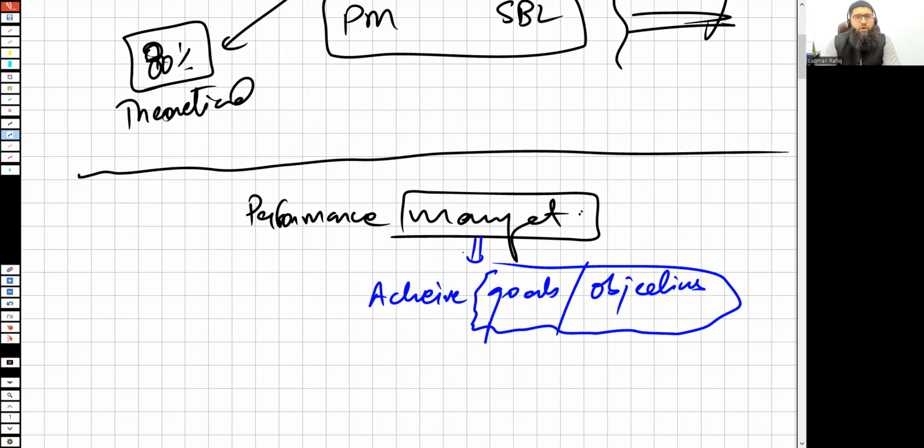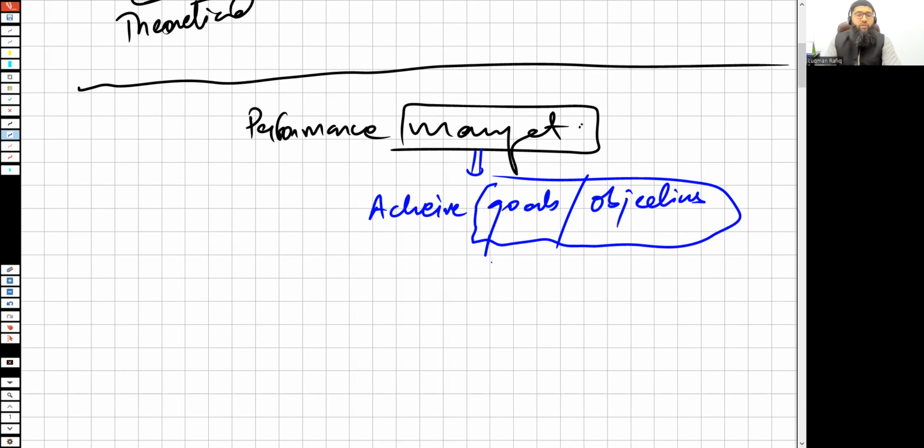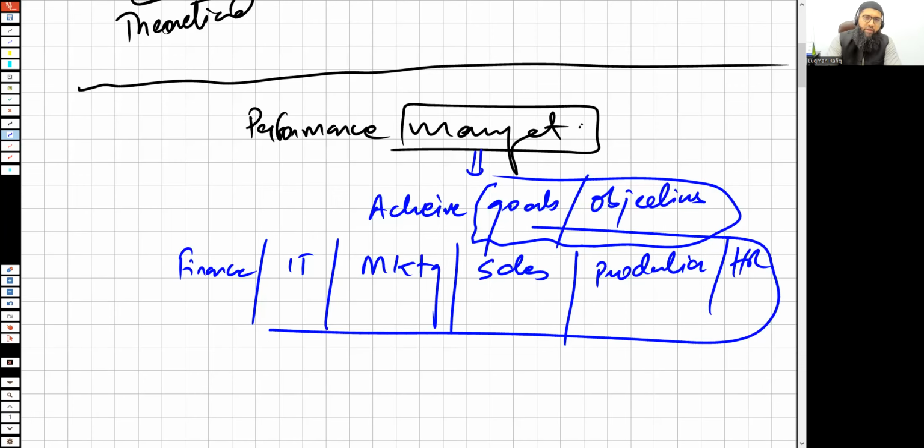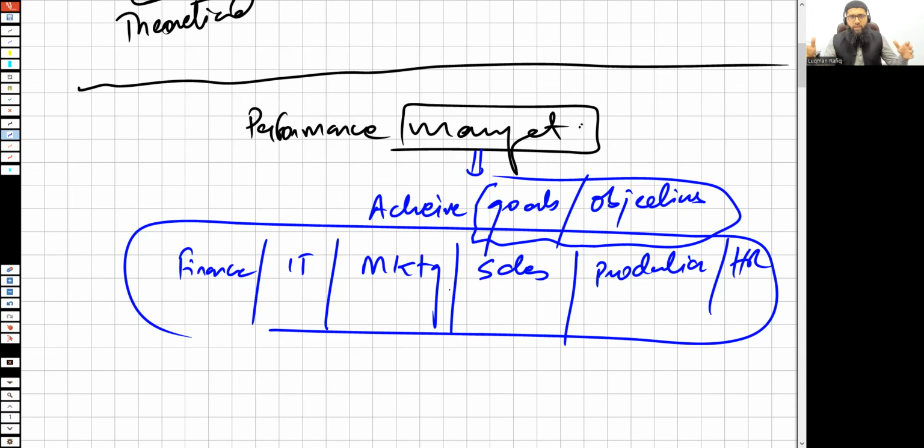For you to be able to achieve your goals and objectives, there are a lot of things you need to consider as an organization. Whether it comes to your finance department, IT department, marketing department, sales department, production department, or HR department, every single department of the organization has to be engaged in a proper manner. Then ultimately you'll be able to achieve your goals and objectives.